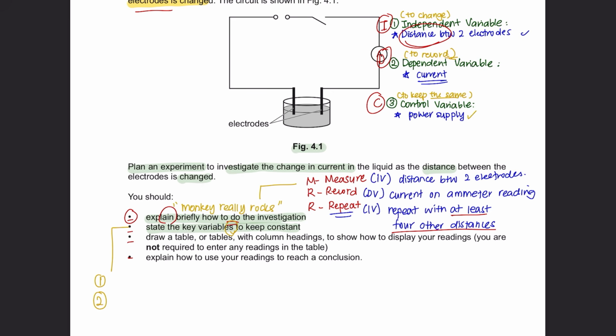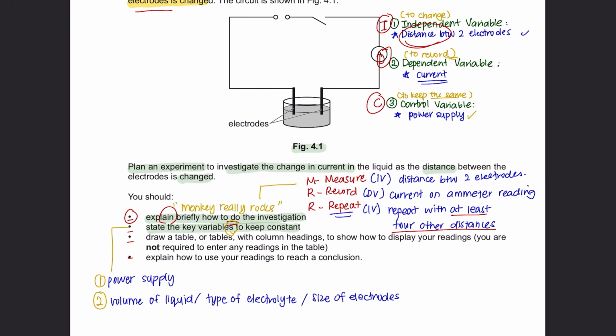You already have the first one here, which is power supply. And for the second key variable to keep constant, you can mention any one of these. If you have any other answer, just leave it in the comment section and I will check for you. Okay, you're done with the second bullet point.